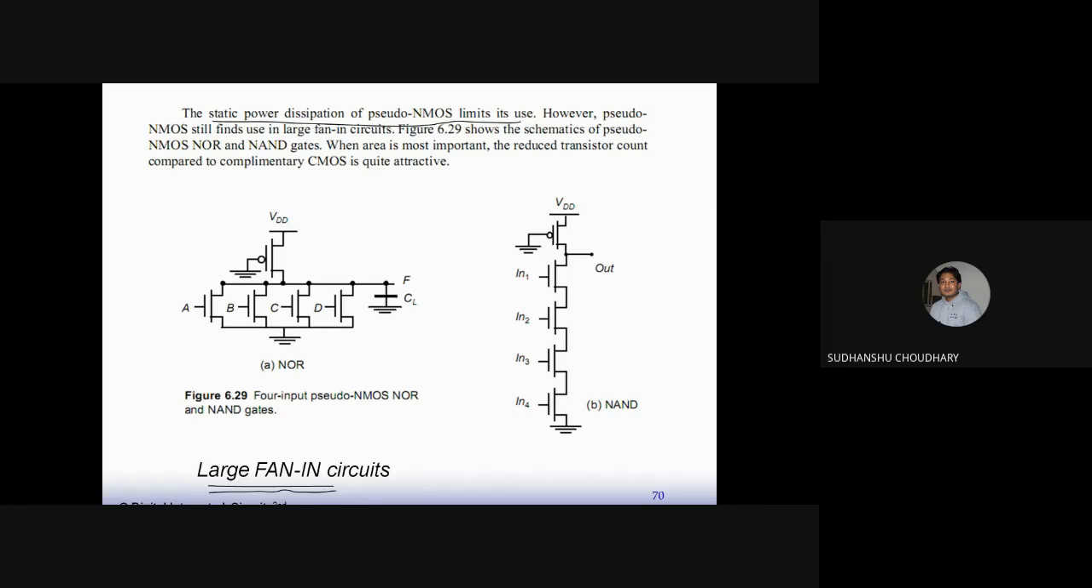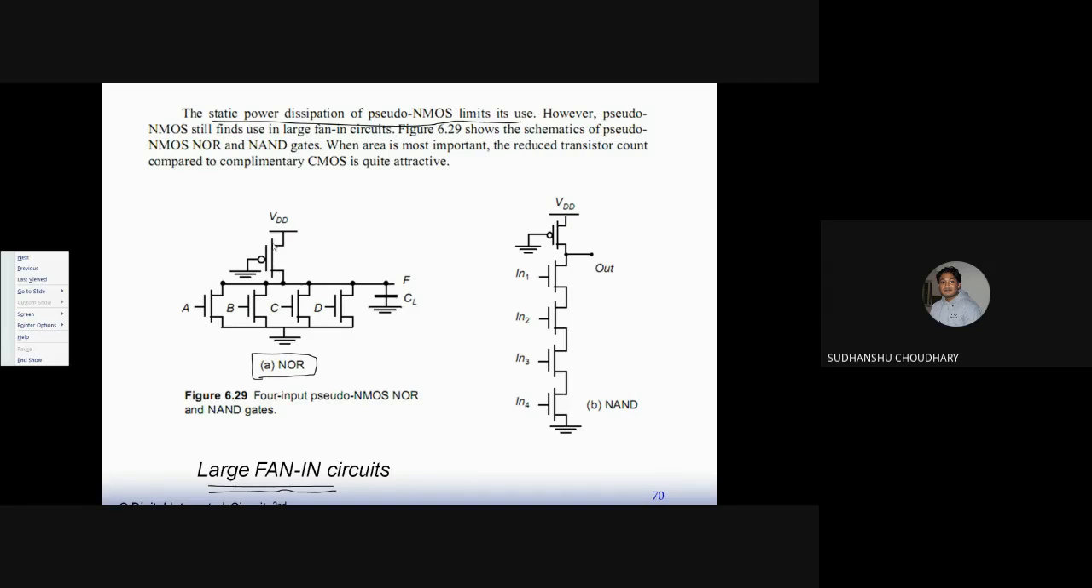So we said that large fan in gates should be avoided, and also that the NOR implementation should be avoided, because NOR implementation requires stacking of PMOS devices in the pull-up network. To avoid those scenarios, one can think of using pseudo NMOS for implementing circuits with large fan in. Since you need only one PMOS in the pull-up network, NOR implementation is also possible now.